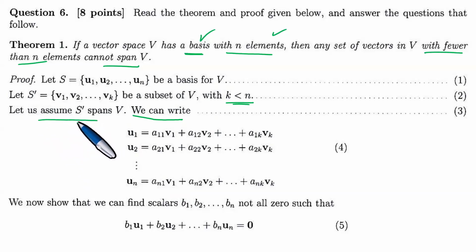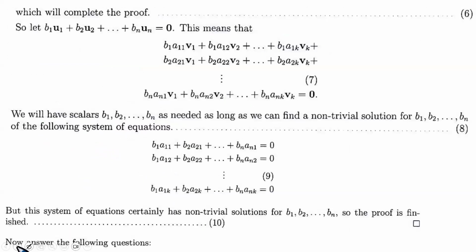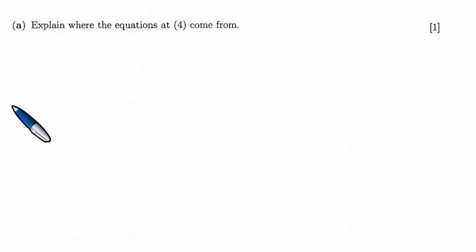Now, our assumption that S prime spans V. So, in other words, yes, that is exactly the thing here. We assumed that S prime spans V. And therefore it means that every vector in V, and hence every vector in S, u1, u2, up to un, can be written as a linear combination of the vectors in S prime. So that is exactly what we say here.